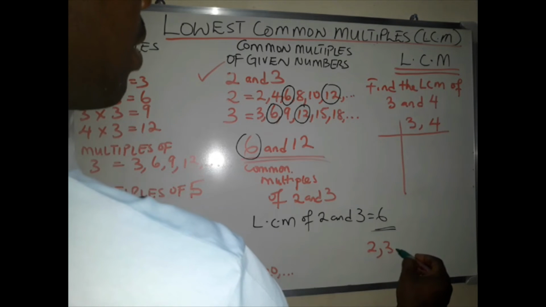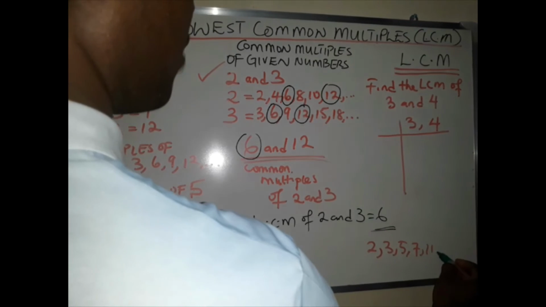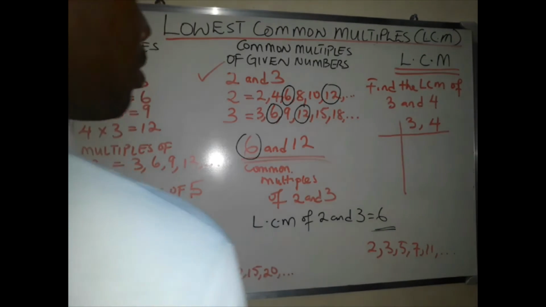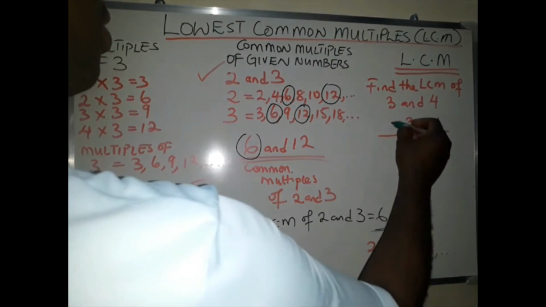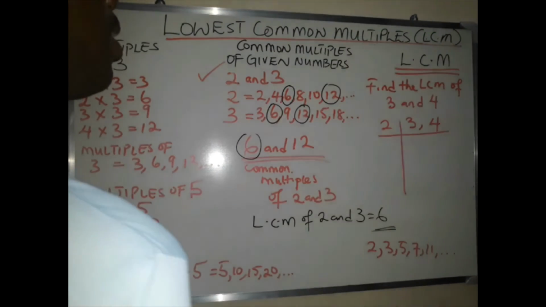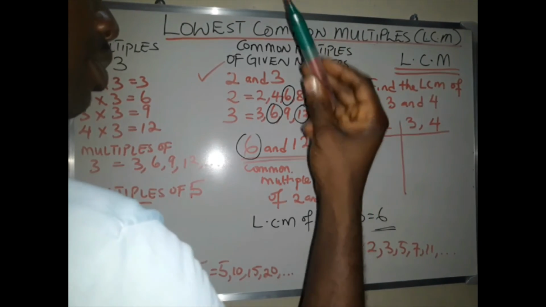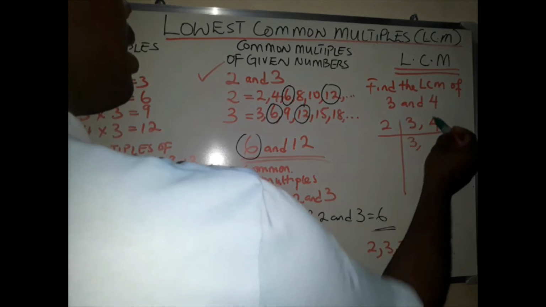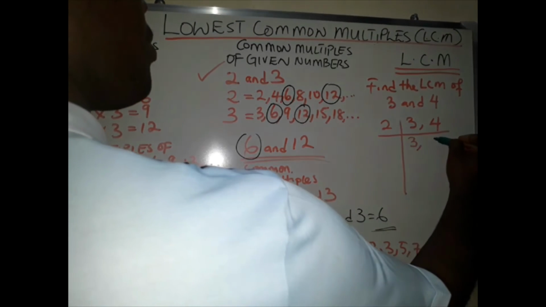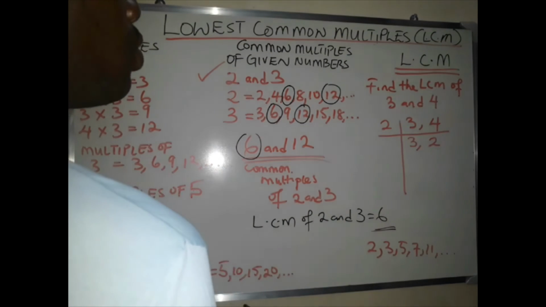So let me write out the known prime factors that we have. 2 is a prime factor, 3 is a prime factor, 5 is a prime factor, 7 is a prime factor, 11 is a prime factor, and so on and so forth. You start from the least prime factor, which is 2, and you see if 2 can divide any of the numbers, even if it's just one of them. 2 cannot divide 3, so you bring 3 down. Can 2 divide 4? Yes. So you write 4 divided by 2 is 2.